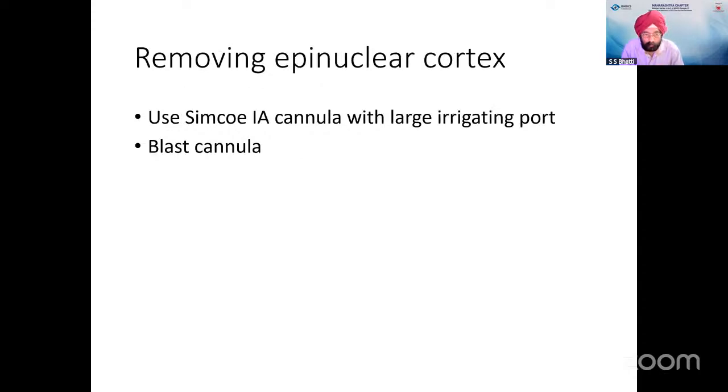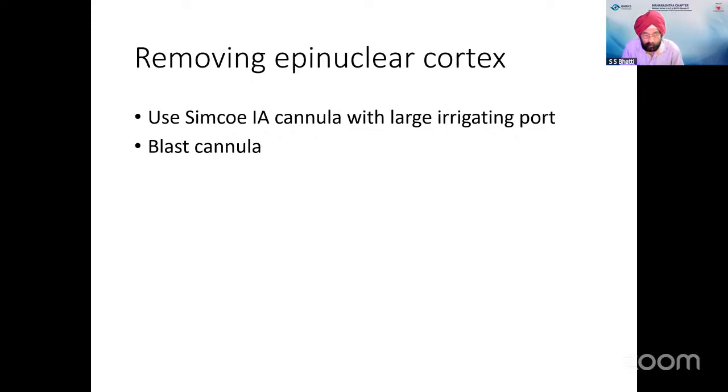Now, if you want to remove epinuclear cortex in small incision cataract surgery, there are two ways. One is to use a blast cannula. A blast cannula is a big bore cannula, maybe 18 or even 16 gauge, which flushes a large amount of fluid into the anterior chamber, and it forces out the epinuclear cortex or the epinuclear bowl. This basically harks back to our extracapsular days. You flush a large amount of water into the anterior chamber, and everything that is not firmly attached will come out, that means the epinuclear cortex. The cortical part which is firmly attached will not come out with the blast cannula.